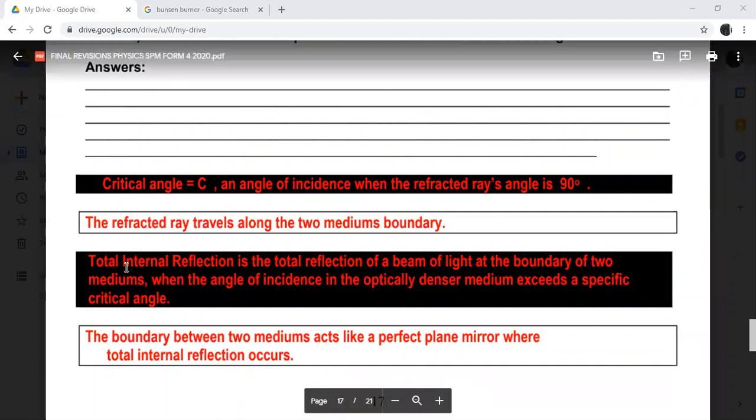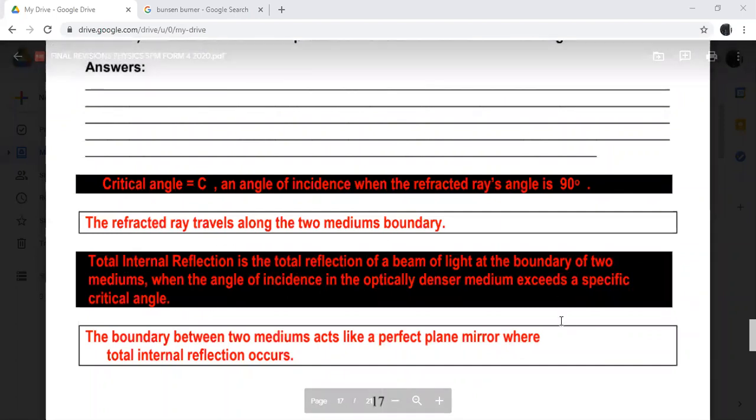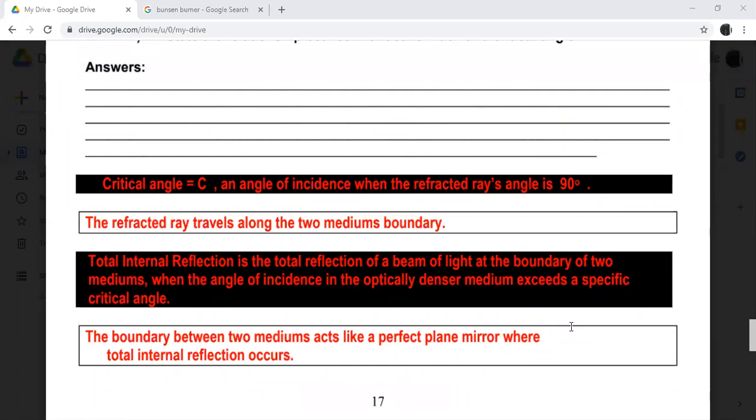Just how we saw. Total internal reflection is the total reflection of a beam of light at the boundary of two mediums when the angle of incidence in the optically denser medium exceeds a specific critical angle. For total internal reflection to occur, number one, the light ray must travel from a denser to a less dense medium. Number two, the angle of incidence must be more than the critical angle, right?